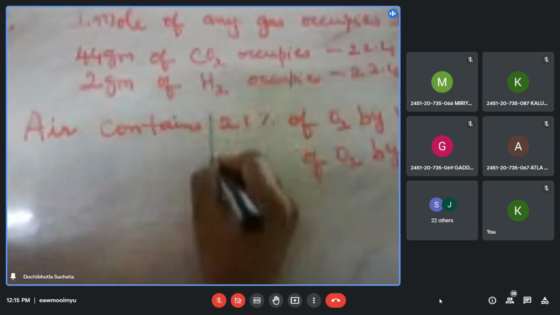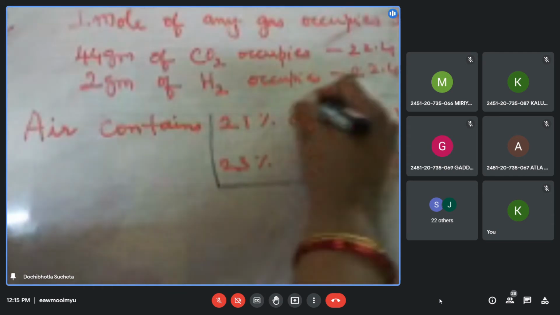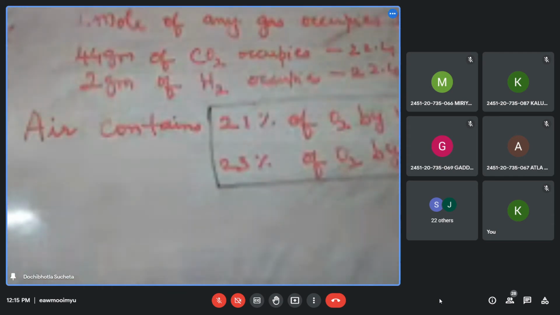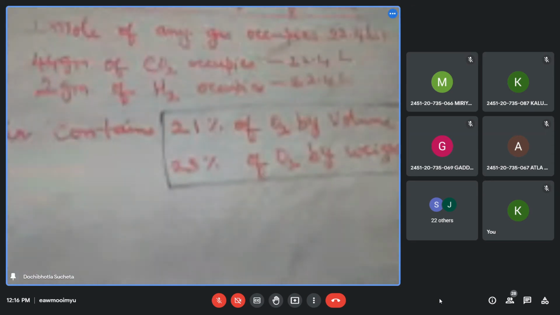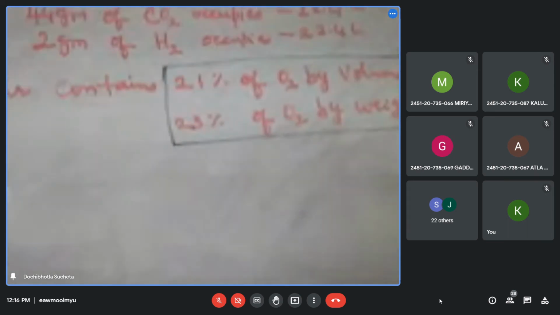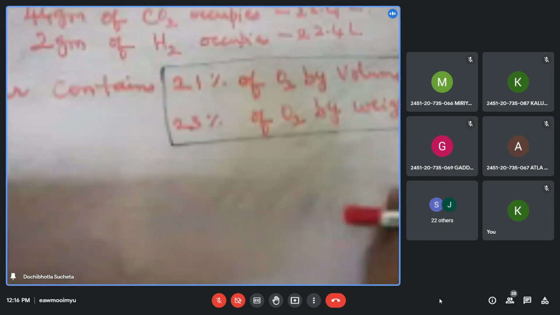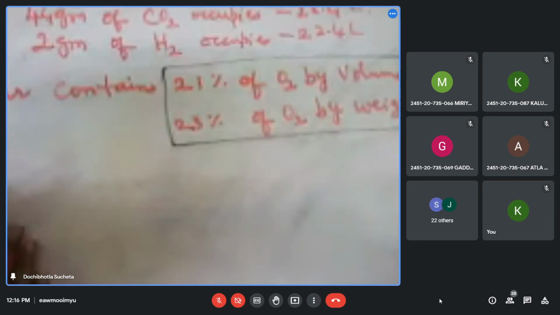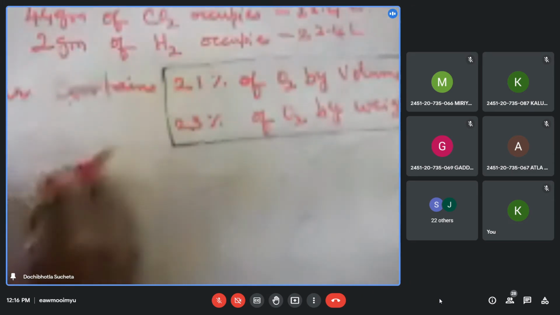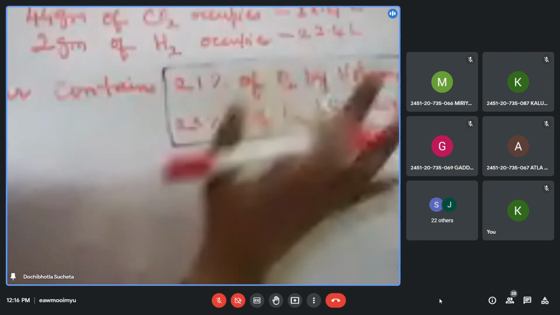So air contains 21% by volume and 23% of oxygen by weight. This is the star mark point. Therefore, for supplying 1 kg of oxygen, we should supply how much amount of air? Calculate. Air contains 23% by weight and 21% by volume.